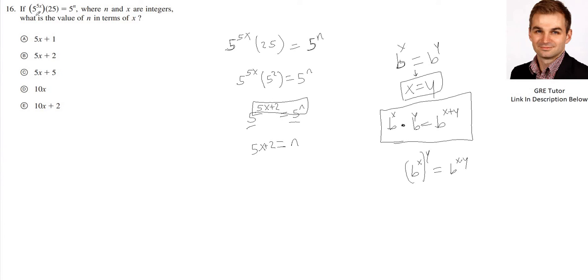Alright, so now that we know that, what is the question then? What is the value of n in terms of x? Actually, we already solved for it. So n in terms of x is 5x plus 2. And is that one of our answers? Yes, it is. That is letter B.